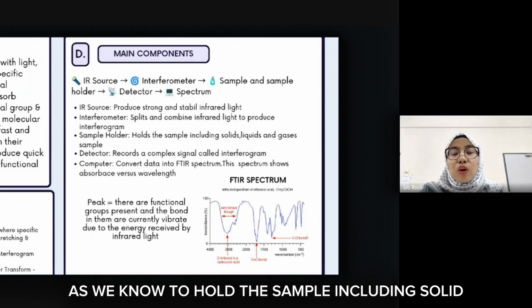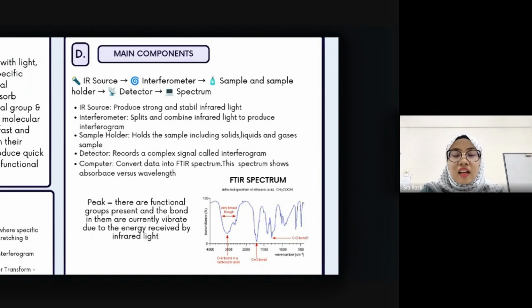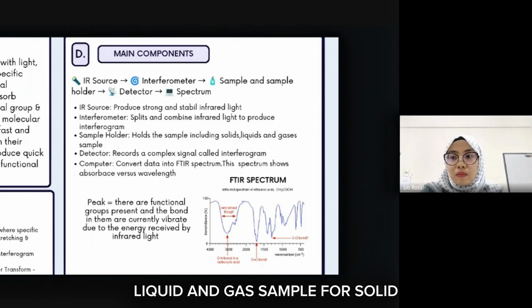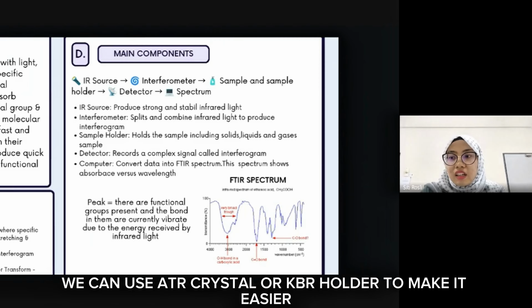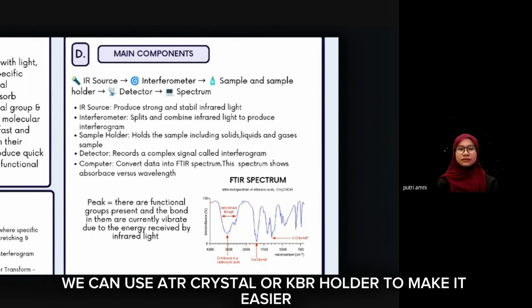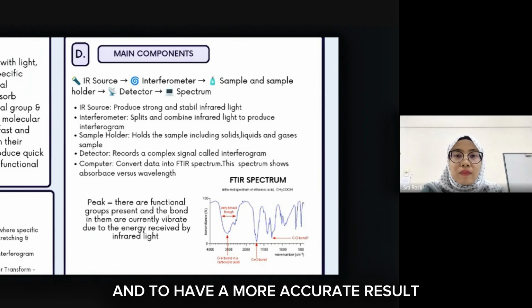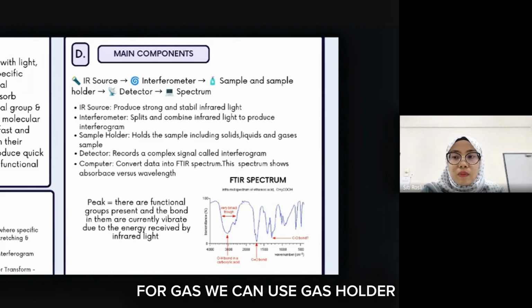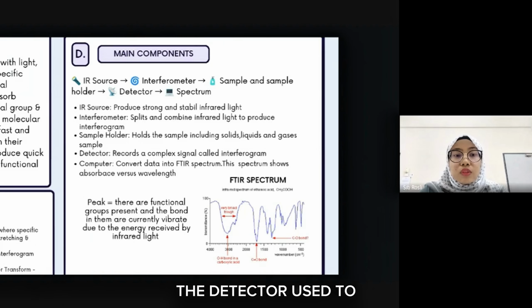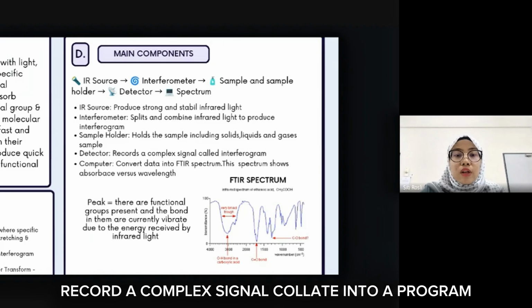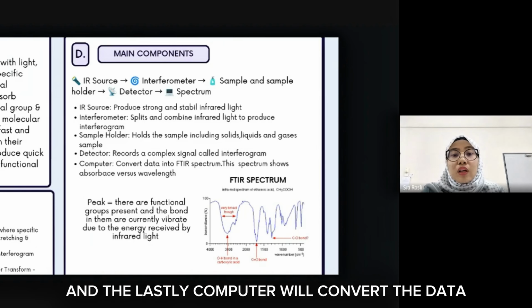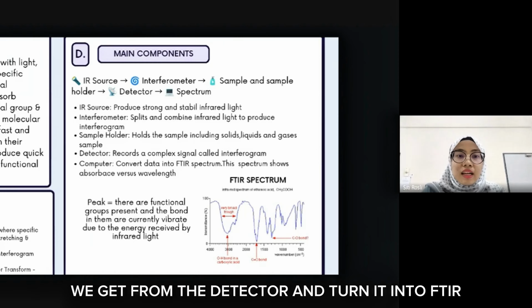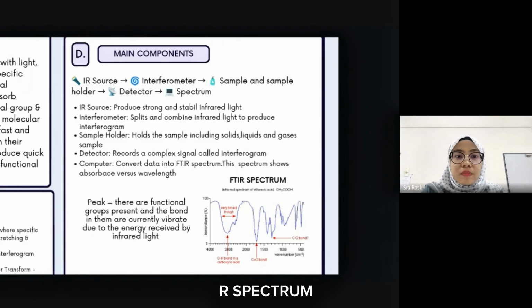The sample holder, as we know, holds the sample, including solid, liquid, and gas samples. For solid, we can use an ATR crystal or KBr holder to make it easier and to have a more accurate result. For liquid, we can use an ATR crystal also and a liquid cell. For gas, we can use a gas holder. The detector is used to record a complex signal called the interferogram. And lastly, the computer will convert the data from the detector into an FTIR spectrum.